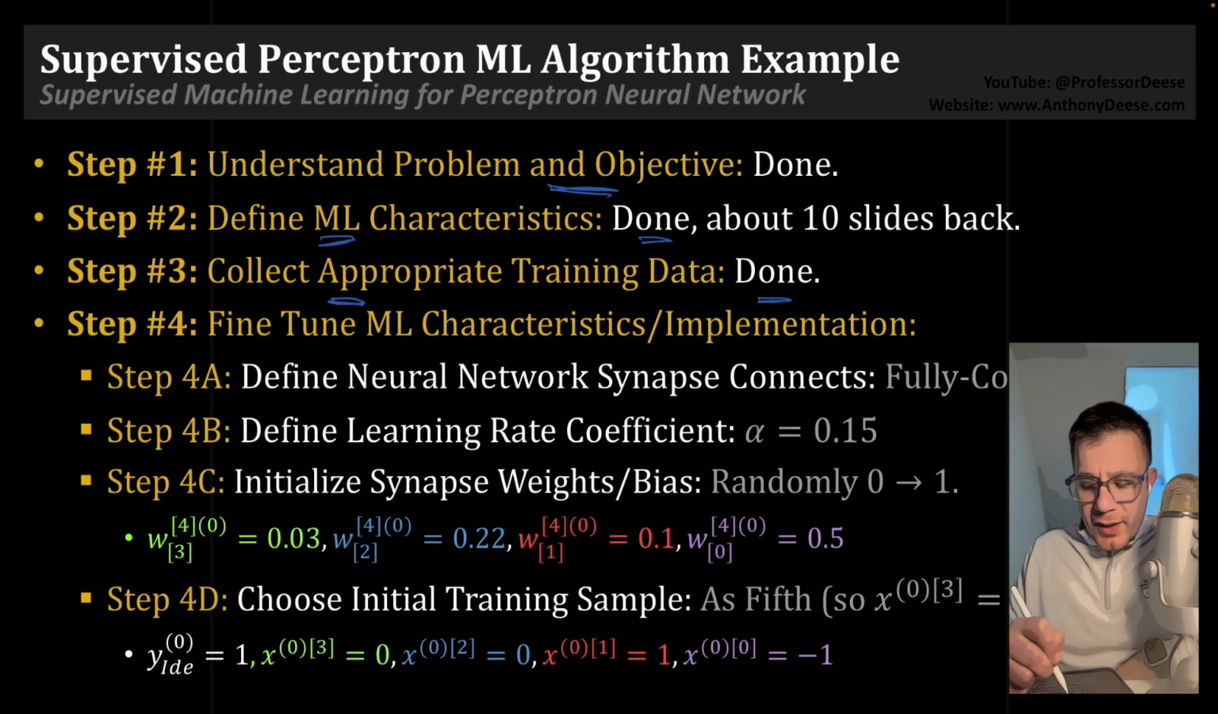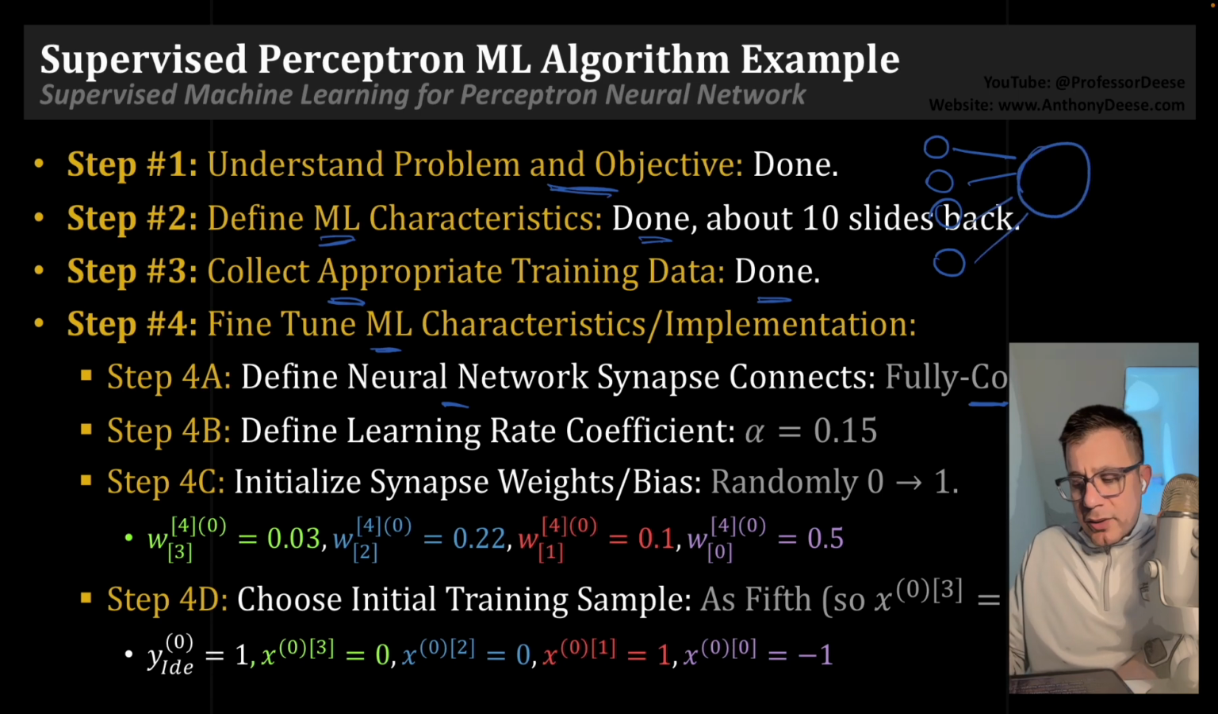Step number 4 is to fine-tune the machine learning characteristics or implementation. And so I've broken this down into several steps which address relevant questions. Okay, so do we need to define the neural network synapse connections? I mean, yes, but this is a pretty simple neural network, so we're just going to assume that it's fully connected. Every single node is connected to every single node from the layer that follows it. But in this case, we have 4 input nodes that all connect to a single output node. So fully connected is not that complex. Step 4b is to define the learning rate coefficient. We're going to use 0.15.